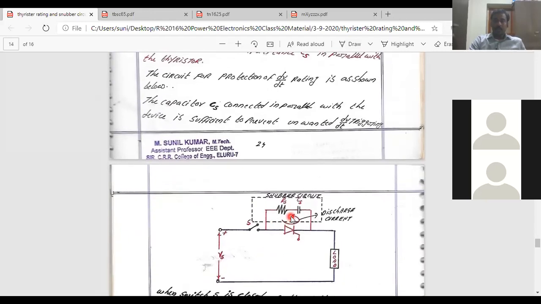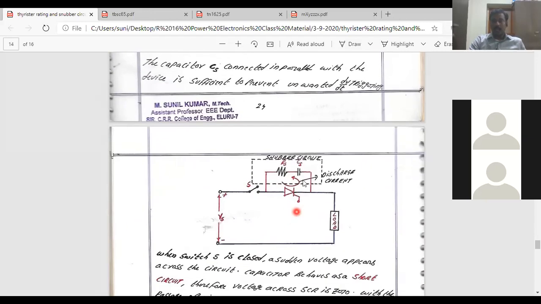The protection circuit here is nothing but the snubber circuit. What is the purpose of this snubber circuit? It simply limits the dv by dt value across the device. As we need to limit the dv by dt value across the device, this circuit is always connected in parallel with the device.